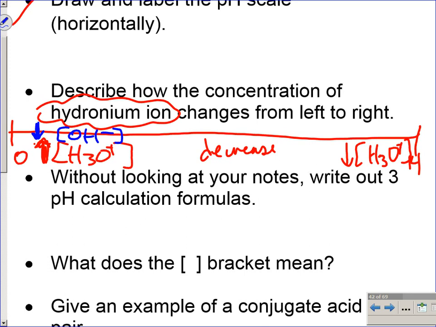What about over here? Yeah, we're going to have a high amount of hydroxide because it's more basic, and we should have more hydroxide than we have hydronium. Remember, they complete each other. So that's one thing to keep in mind. You should know which ion is associated with acids and bases.